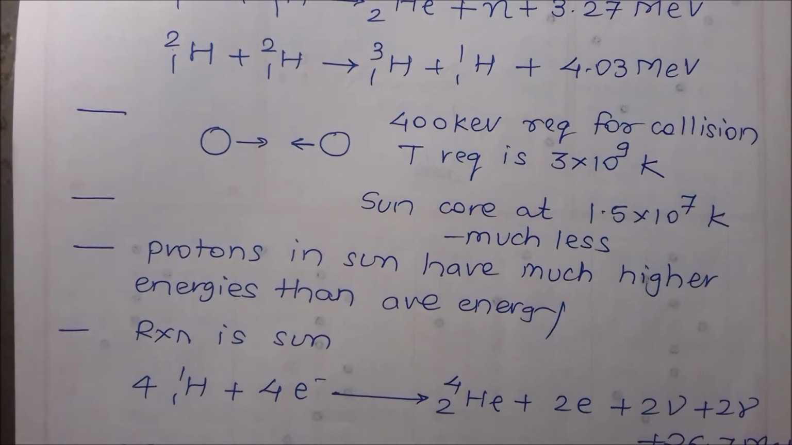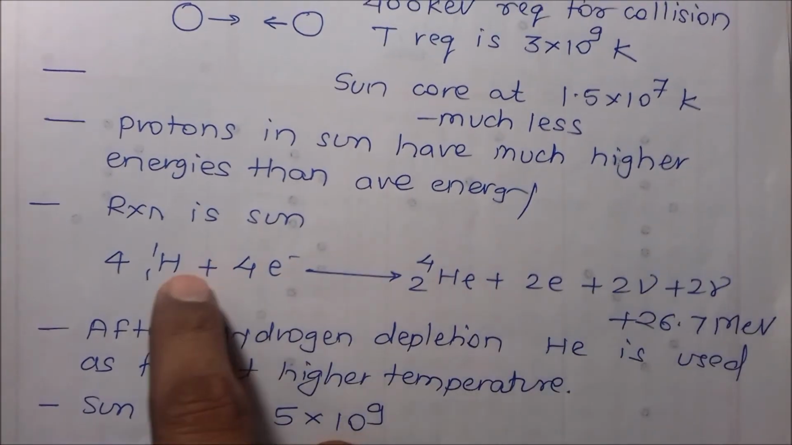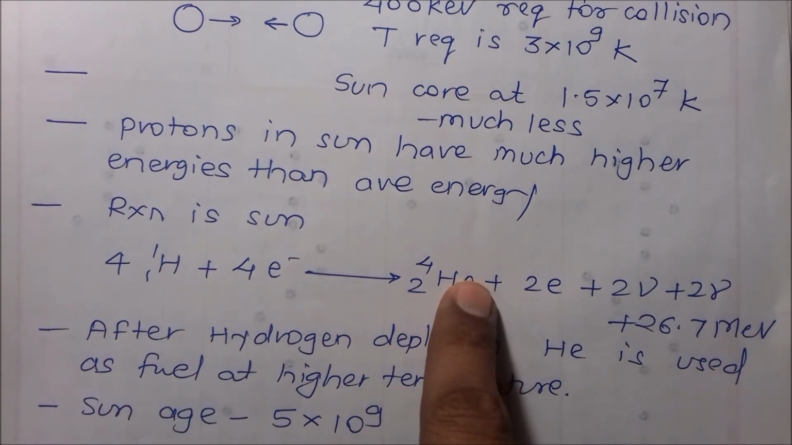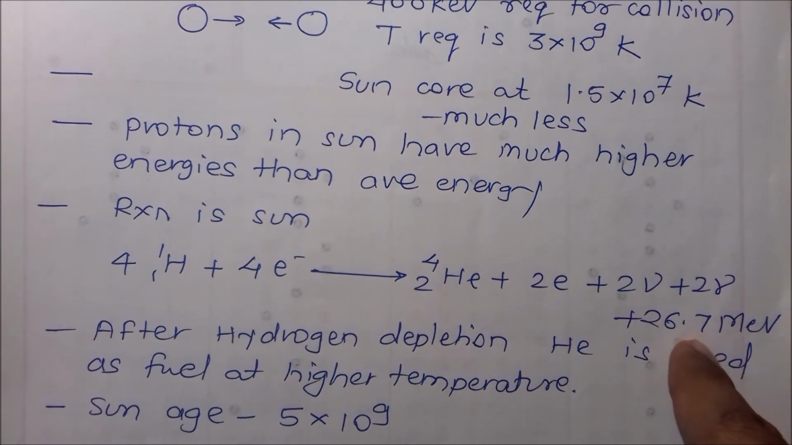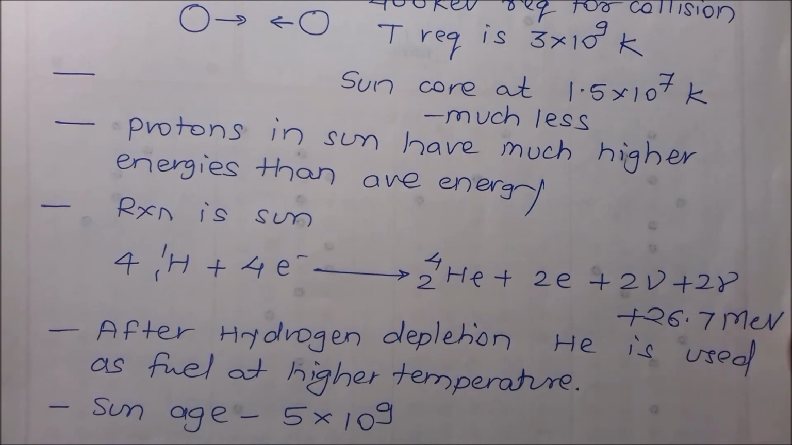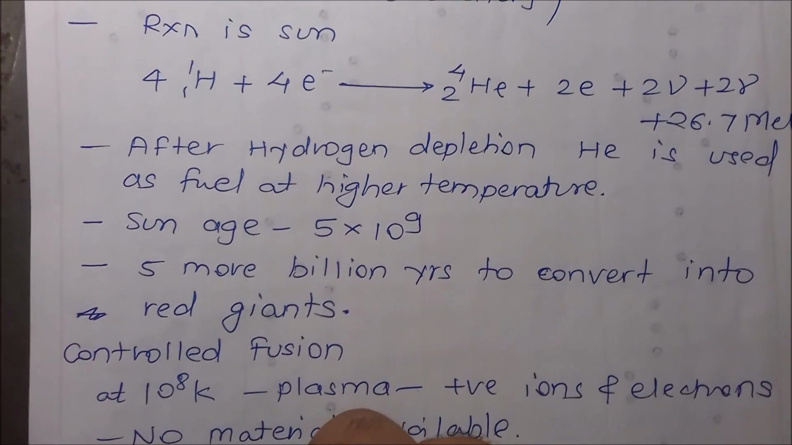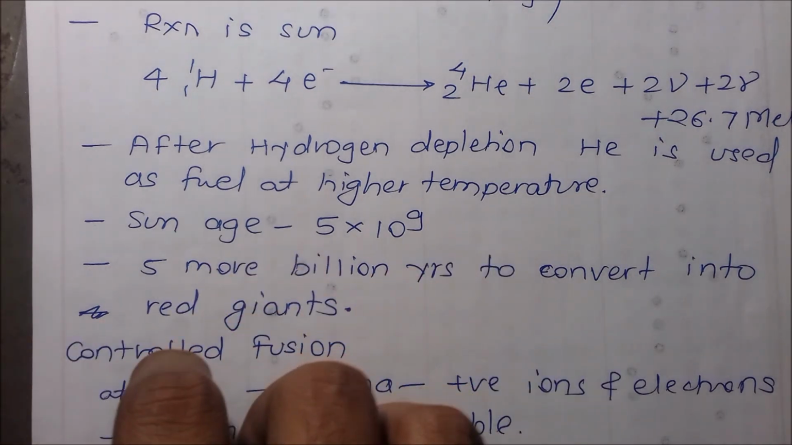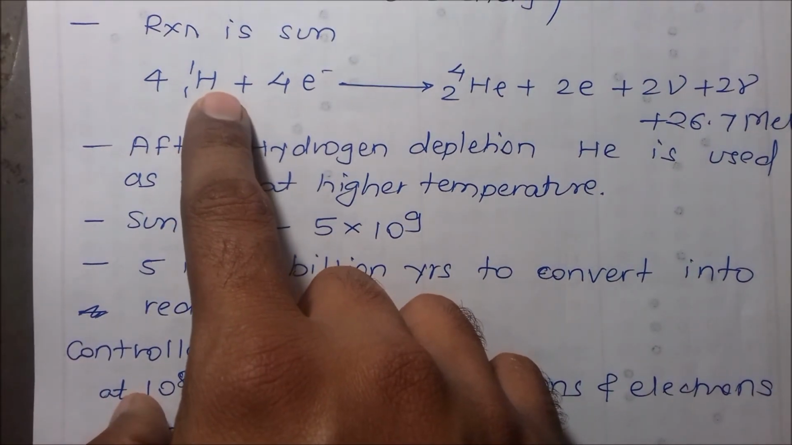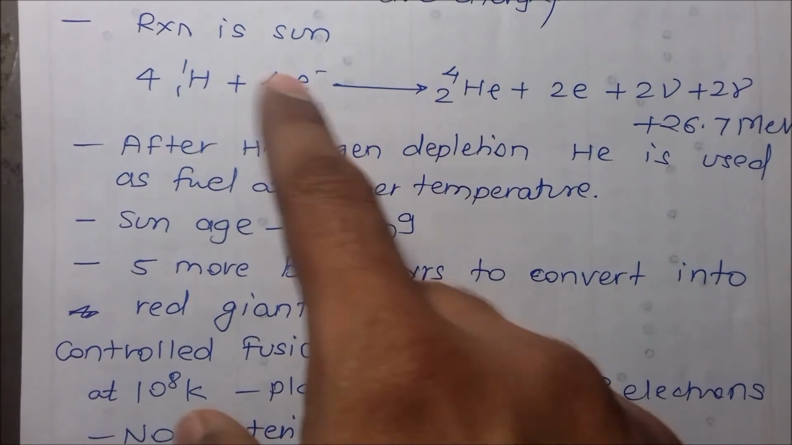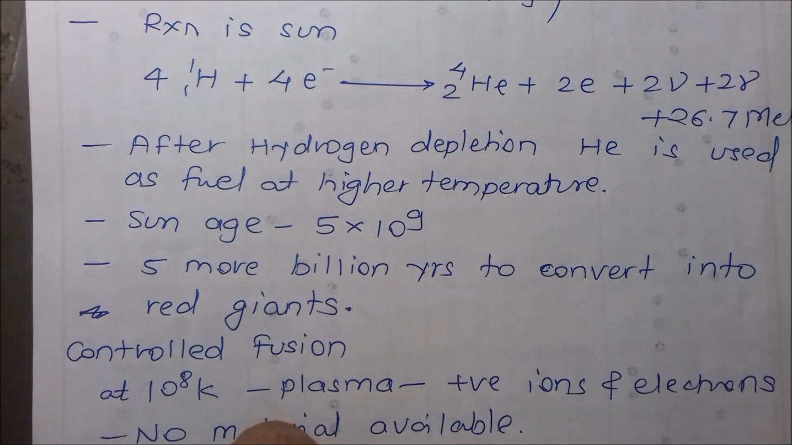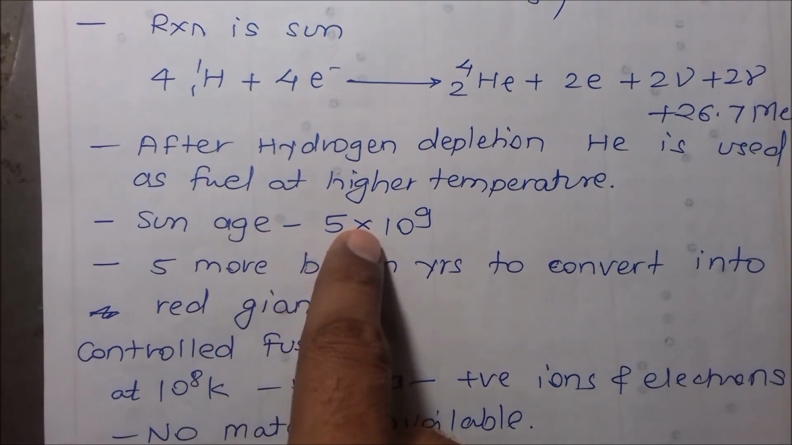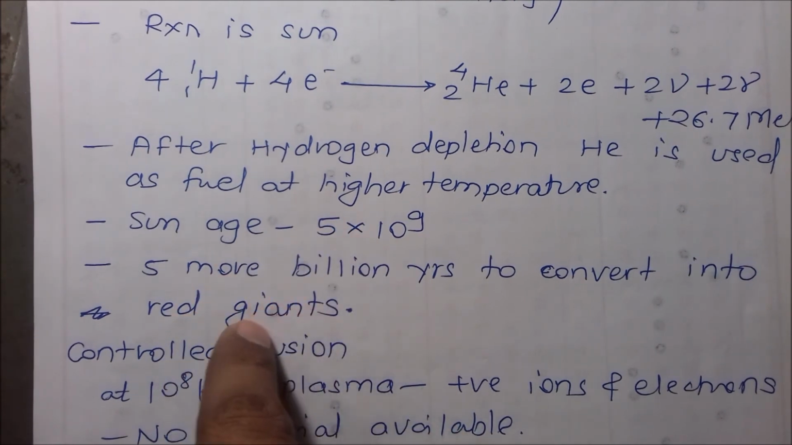This is the reaction in the sun. When 4 hydrogens combine, 1 helium is generated, along with 2 electrons, 2 neutrinos, 2 gamma rays, and 26.7 mega electron volt energy is liberated. The sun has a lot of hydrogen. If hydrogen is depleted because of this reaction, then helium can be used as fuel. The age of the sun is 5 billion years, and it will be there for 5 more billion years.